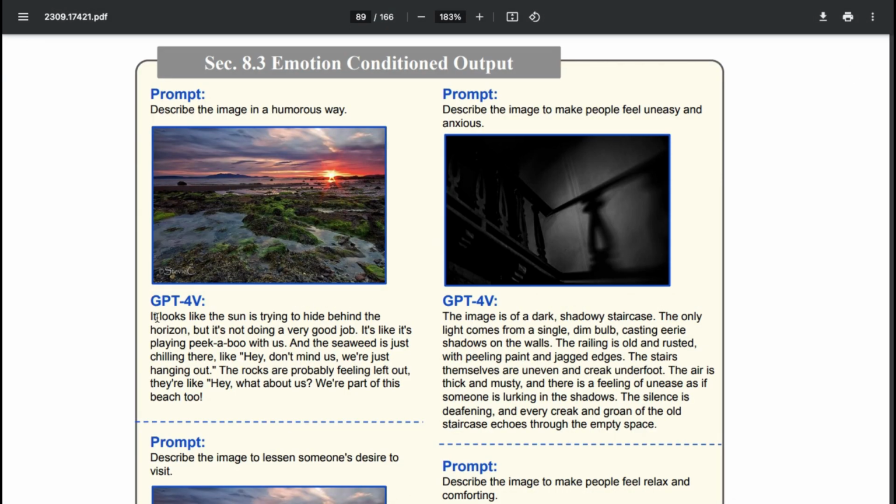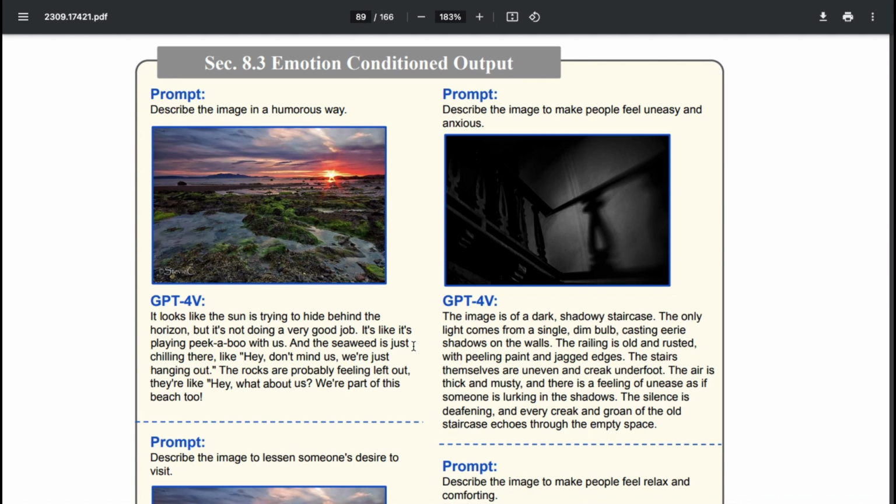Describe the image in a humorous way. Let's see how this responds. It looks like the sun is trying to hide behind the horizon, but it's not doing a very good job. It's like it's playing peekaboo with us. And the seaweed is just chilling there, like, hey, don't mind us, we're just hanging out. That's quite funny. The rocks are probably feeling left out. They're like, hey, what about us? We're part of this beach too. Very, very interesting take on this. I like this. And that was quite funny, honestly.